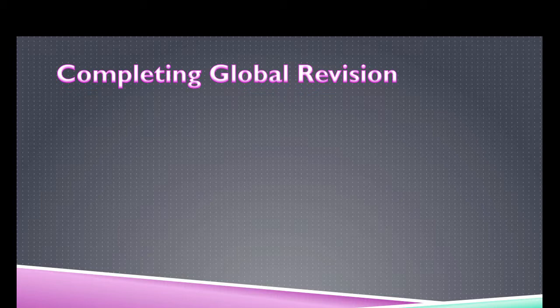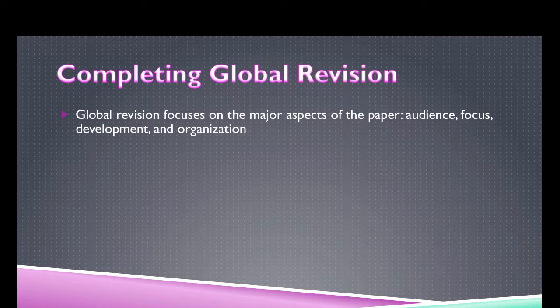Okay, so you write your zero draft in one sitting, and then you start working on what's called global revision. Global means that it deals with the overall main points or main aspects of writing. And that would include, at least to some degree, audience, definitely focus, development, and organization. After you write your zero draft, set it aside for at least 24 hours before you begin global revision.